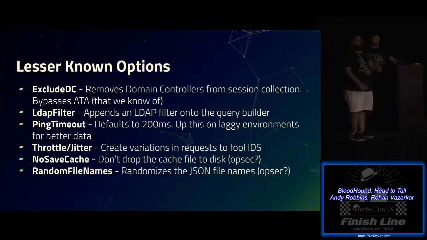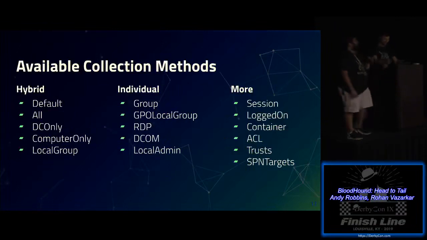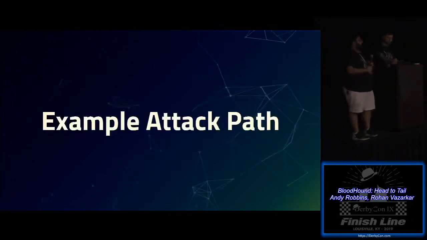The last few options here are really OPSEC, throttle and jitter. Those are pretty self-explanatory. We do have a cache file with SharpHound, which speeds up future runs. If you're not doing multiple runs on the same computer, just use no save cache. There's one less file dropped to disk. And random file names, because some EDR solutions think it's a good idea to signature on file names dropped. So we just nip that in the bud.